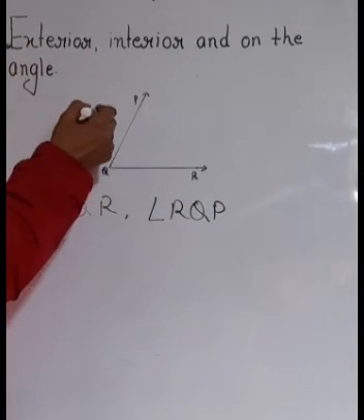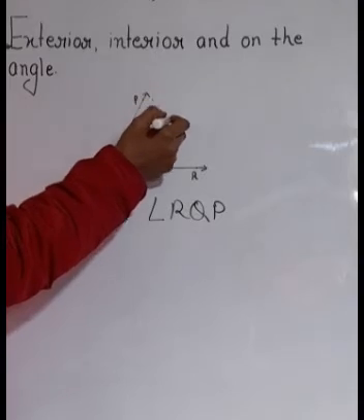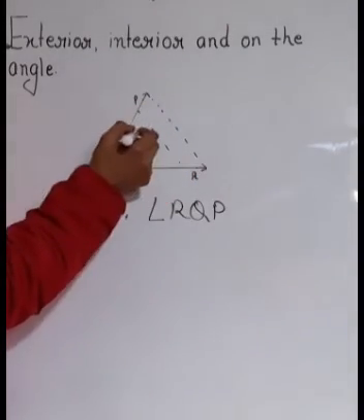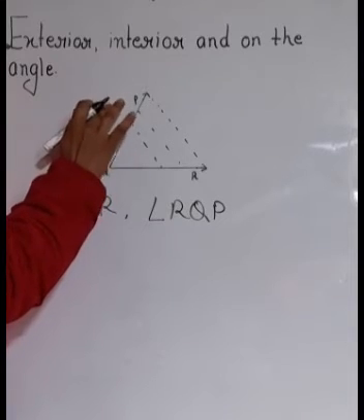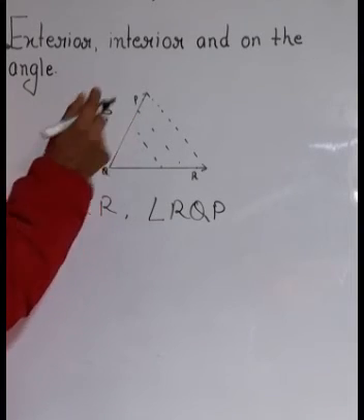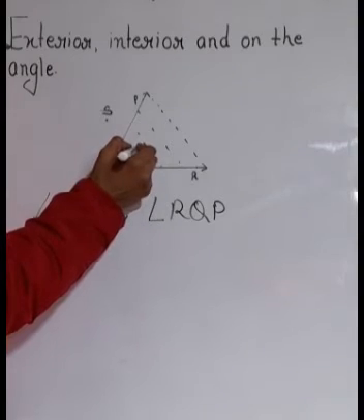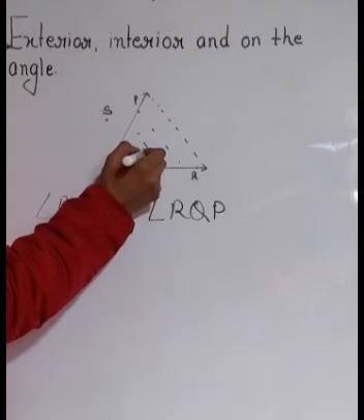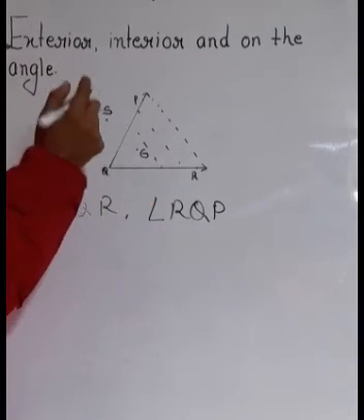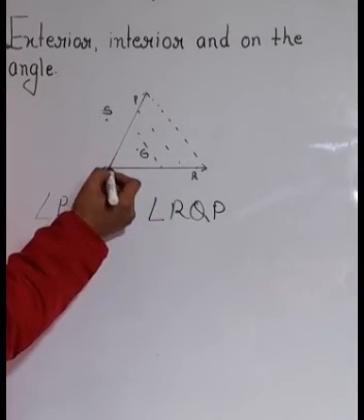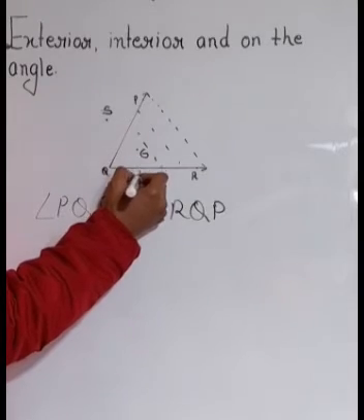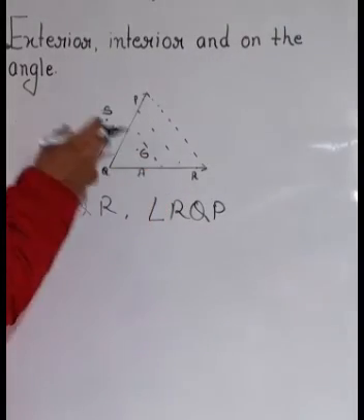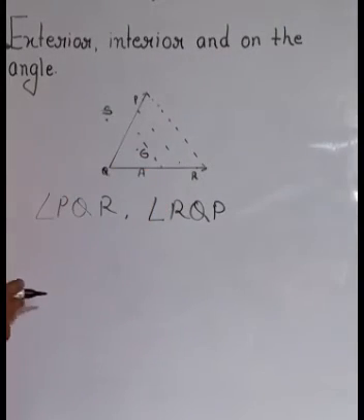So I told you, if any points lie outside this angle, okay, this is the boundary of your angle, so if any point lies outside the angle, for example, point S, this is the exterior. If any point lies over here, for example, point G, this is the interior. And what is on the angle? If a point lies on the rays QR or PQ, for example, if I am taking a point over here, that is A, this is the point which lies on the angle.